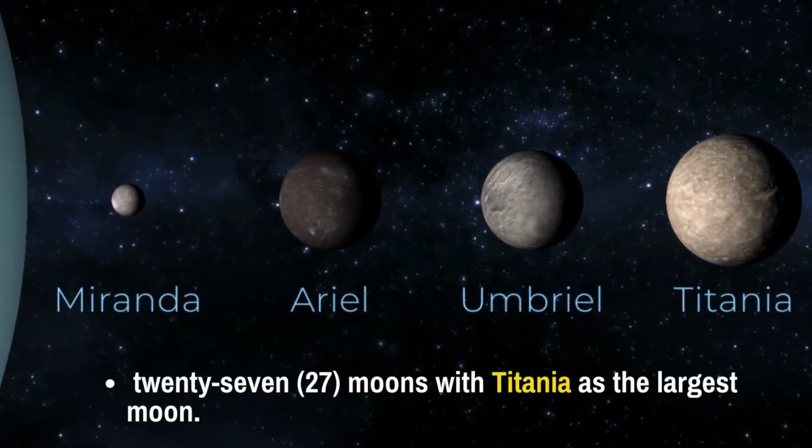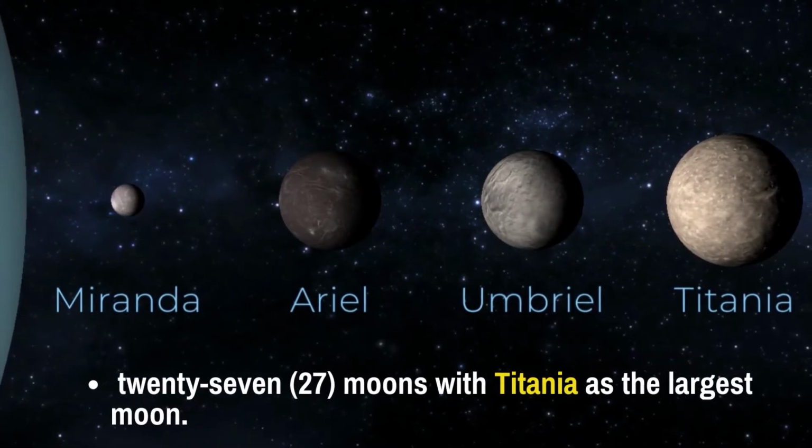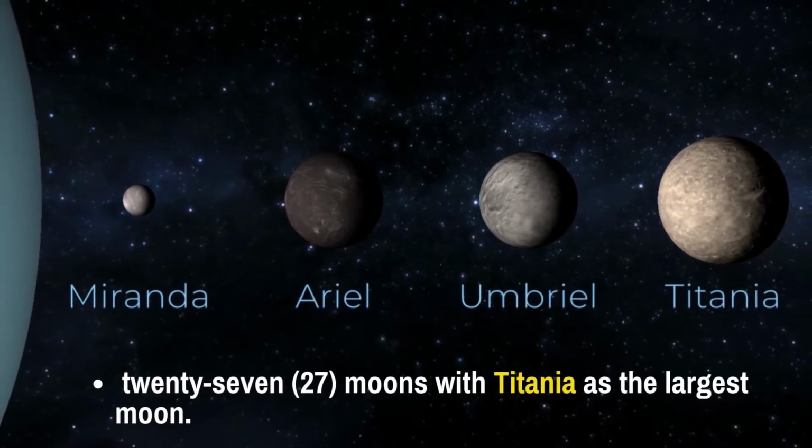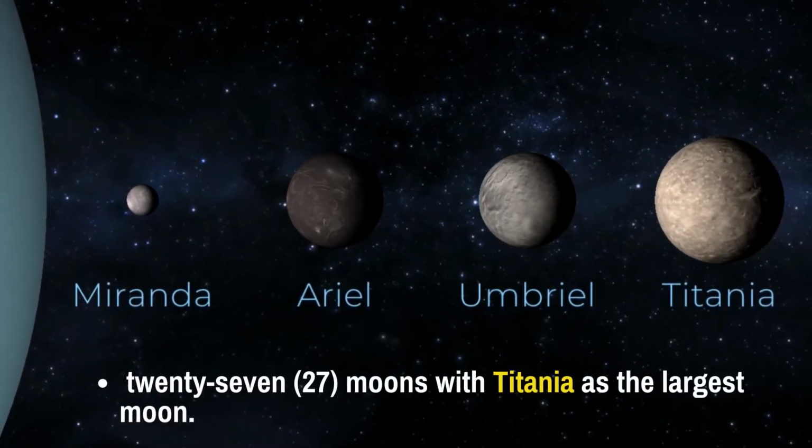So these are the 27 moons with Titania as the largest moon. We have samples like Miranda, Ariel, Umbriel, and Titania. So these are just sample moons of the planet Uranus.